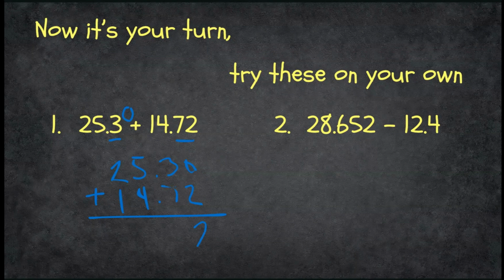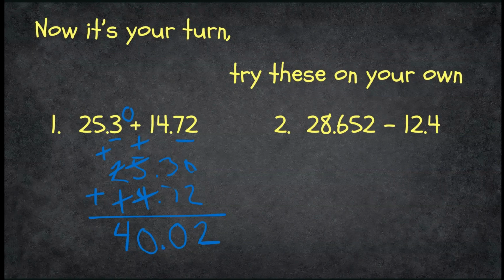And then now I'm just adding like normal, starting at the smallest place value. 0 plus 2 is 2. 3 plus 7 is 10, so I'm going to regroup. 5 plus 4 is 9, plus the 1 I regrouped is 10. Regroup again. 2 plus 1 plus 1 is 4. And then I want to remember to drop down that decimal point. So the answer to number 1 is 40 and 2 hundredths.